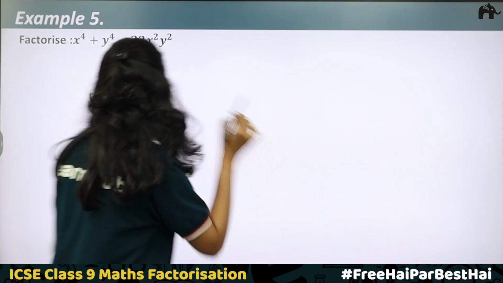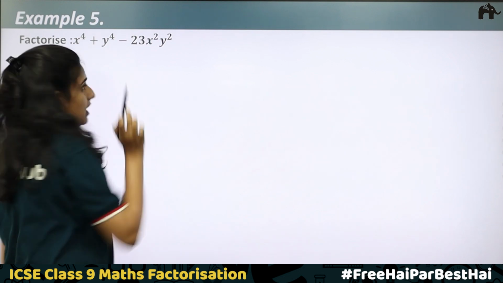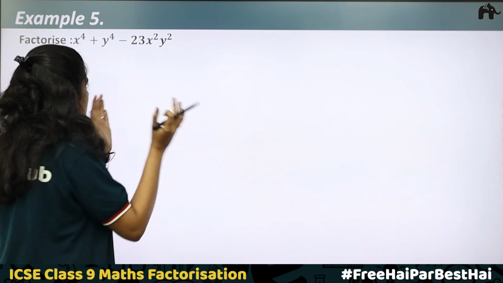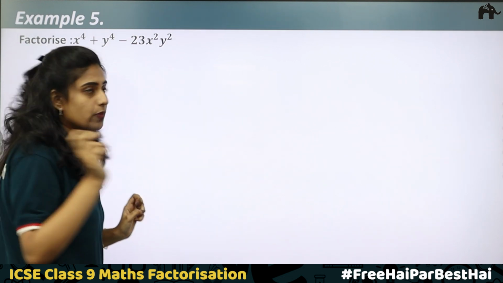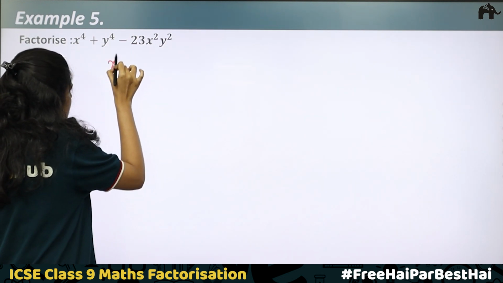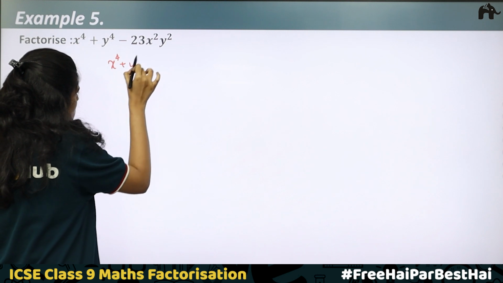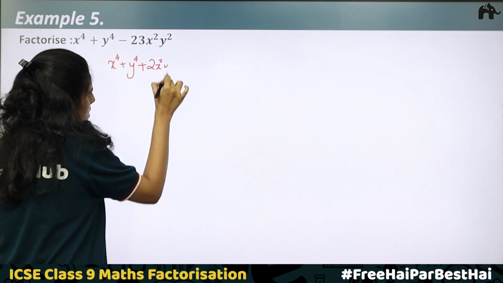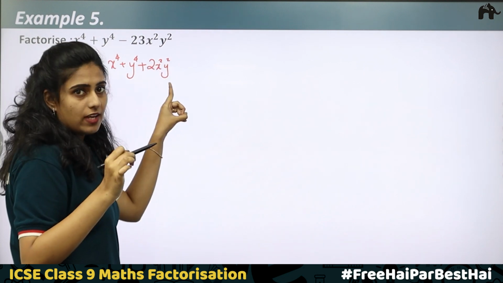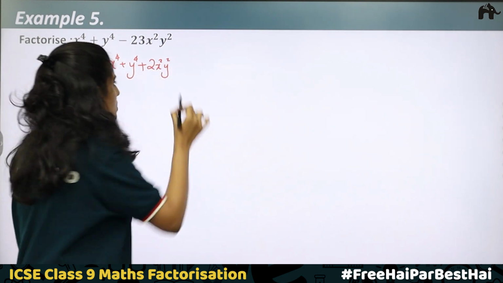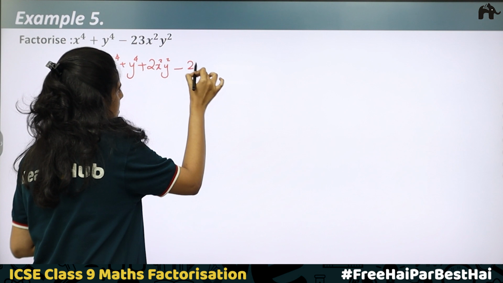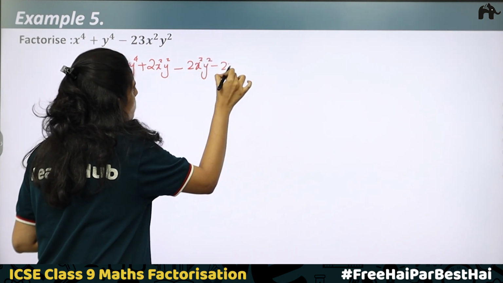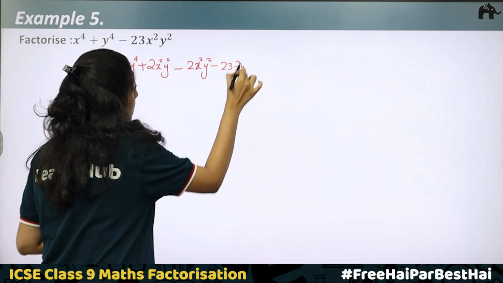So, here we have x raised to 4 and y raised to 4. So, if you are having 2x square y square, then you can express it in the form a plus b whole square. So, what I am going to do is x raised to 4 plus y raised to 4, I am adding 2x square y square. When I add 2x square y square, I need to subtract it as well. So, minus 2x square y square minus 23x square y square.